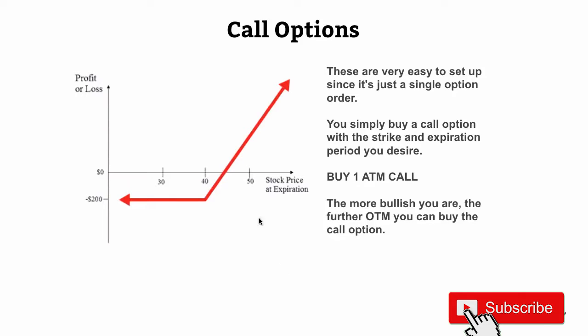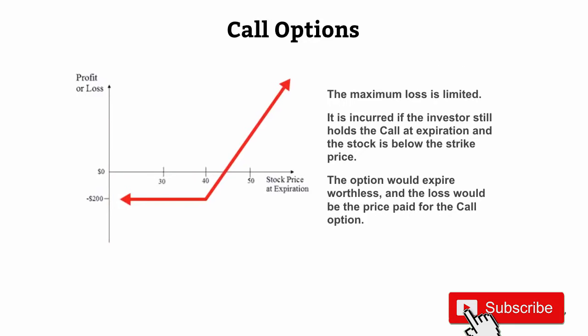An at the money option would be if the stock is trading at $40, you would buy the 40 strike calls. If the stock was trading at $30, you might buy an out of the money option, meaning the stock price isn't quite at the strike price yet, so you might buy an out of the money 40 strike call option. So again, where you buy the options is determined by how bullish you are and how much time you need until expiration.